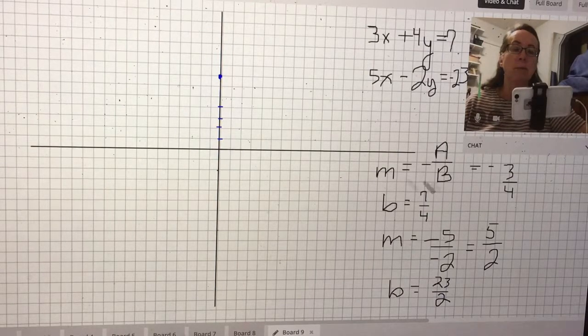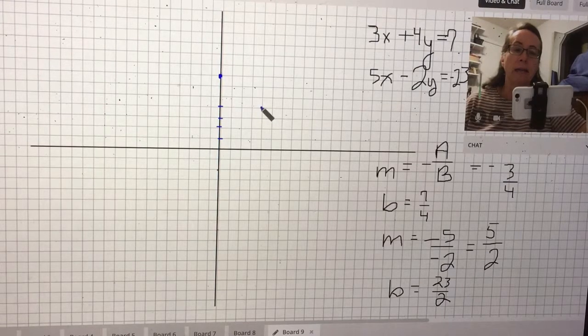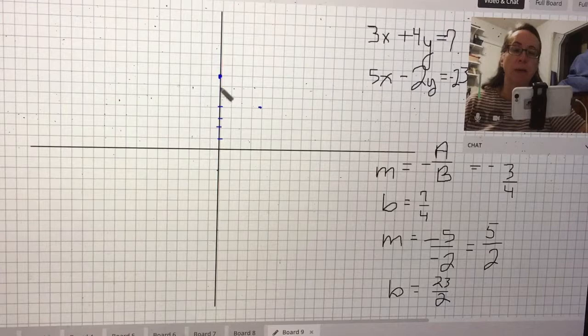And then I'm going to have a slope of negative 3/4. Okay, so I'm going to go down 3 and over 4. Now that should work even if I'm going down 3/4 over 1, down 3/4 over 1, it should wind up being the same thing. So this should be my slope.